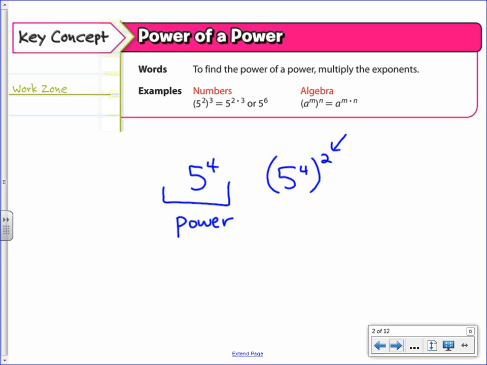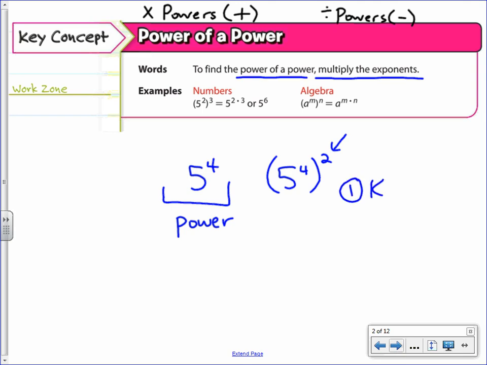Okay? So it says to find the power of a power, multiply the exponents. So it is important that you understand and memorize that when I am multiplying powers with the same base, we add the exponents. When I am dividing powers with the same base, I subtract the exponents. Now we're moving into multiplying the exponents.